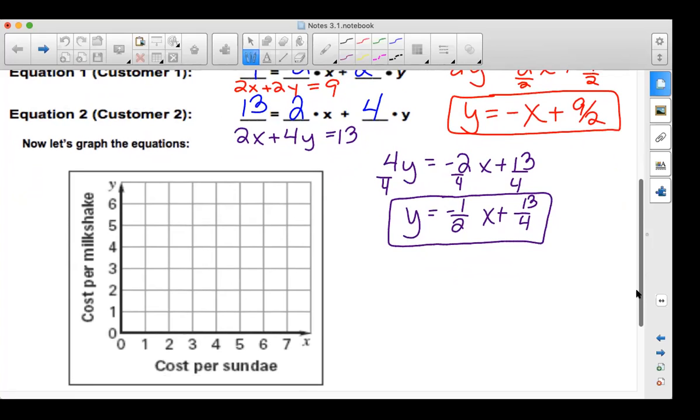Gabby Snyder, what would the y-intercept be for the first equation for customer 1 here? 9 halves. And what is 9 halves? 4.5. Yeah, so we're going to go up to 4.5. So it's in the middle of my box, and then the slope is negative 1, so down 1, right 1. My points should all be in the middle of a box.